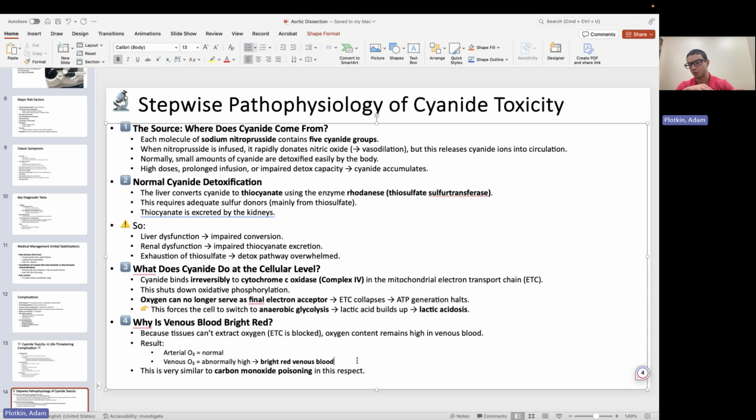So the arterial O2 is totally fine, but it's a problem at the level of the tissues. The tissues can't extract the oxygen. So more oxygen remains in the blood that makes its way to the capillaries in the venous system. So then when we look at the blood, it's going to be bright red because it's more oxygenated. So it's very similar to carbon monoxide in that respect. Carbon monoxide will be a topic for another day.